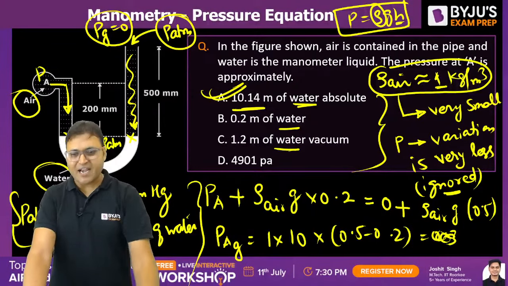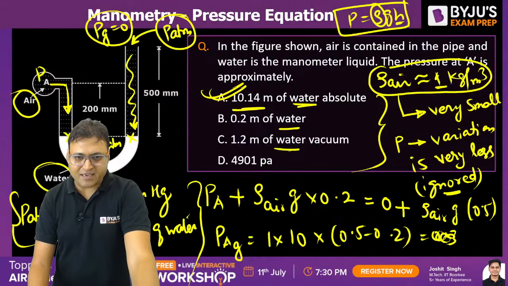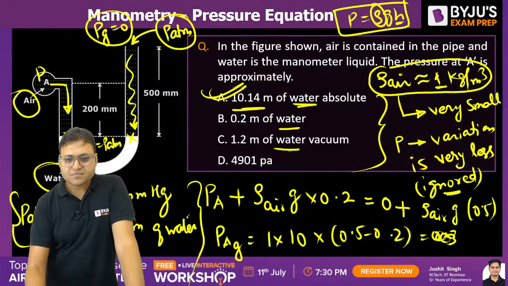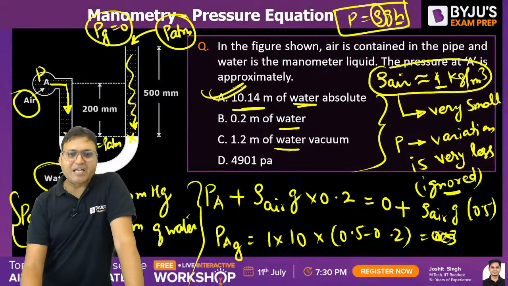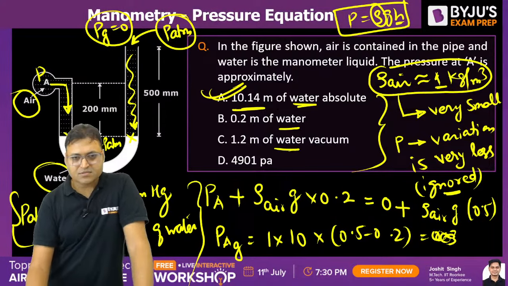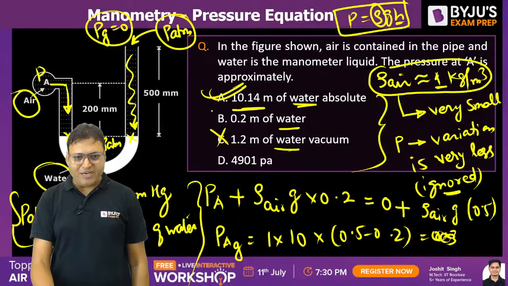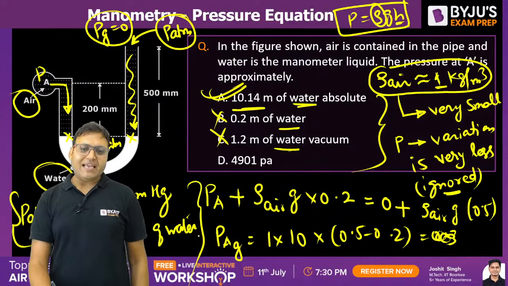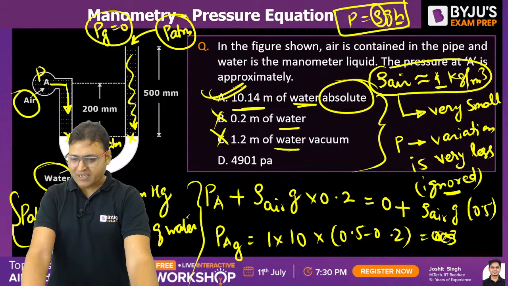Do you guys understand it? It is almost 3 Pascal. Gauge pressure is 3 Pascal. Or we can say 0.3 meter of water. Gauge pressure is not negative. C cannot be true, B cannot be true. And the absolute pressure is almost atmospheric pressure. That is why.